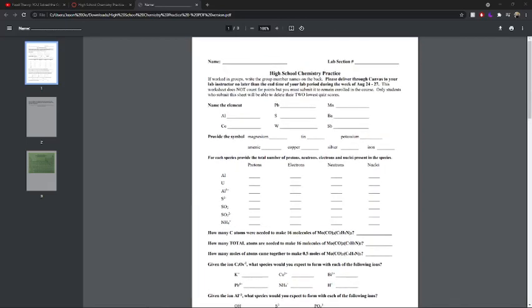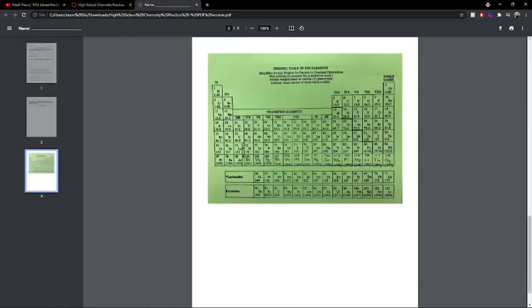I'm just gonna go through all of it. You can scrub through the video if you need help. Name, lab section, stuff like that. Basically, name the element. I'm assuming most of you are familiar with the table of elements on page 3. You just want to go through and find the elements.